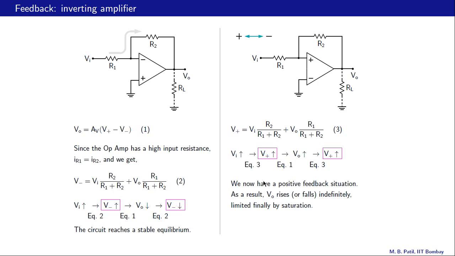Now we see that this trend is the same. V plus increasing causes V plus to increase further, and this situation is called a positive feedback situation. As a result, Vo rises or falls indefinitely, limited finally by saturation. So Vo will reach either plus Vsat or minus Vsat. And of course, the circuit cannot be used anymore as an amplifier.